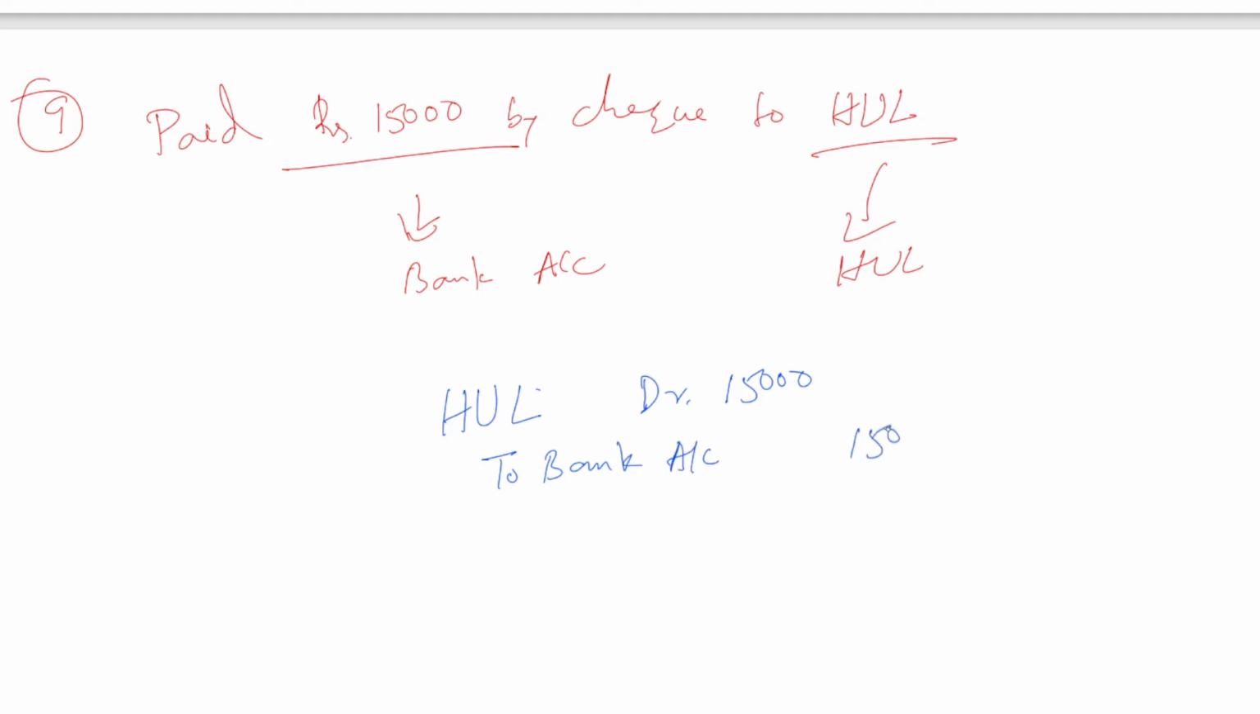So HUL debit 15,000 to bank account. Okay, from our bank account this amount will be deducted. Being rupees 15,000 paid to HUL by check. You can write the check number, no problem. This is the thing. So this is the journal entry. Clear? So these are the entries.